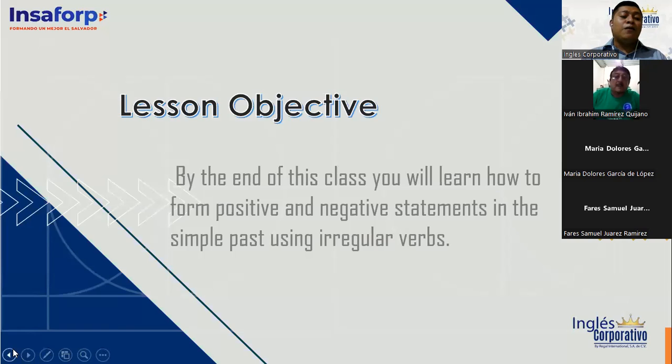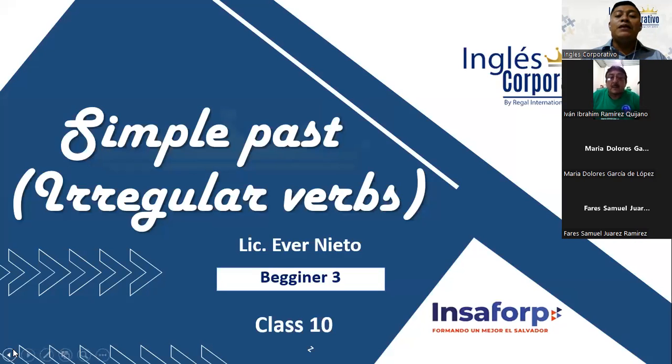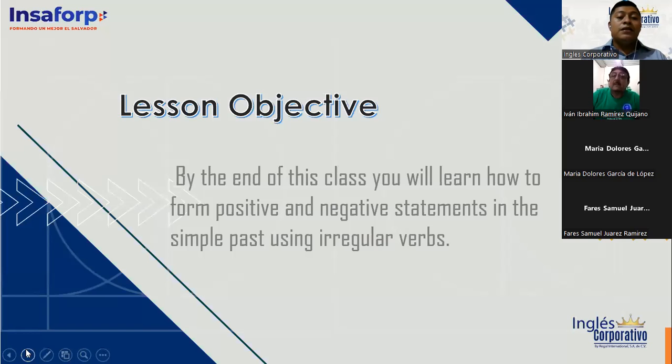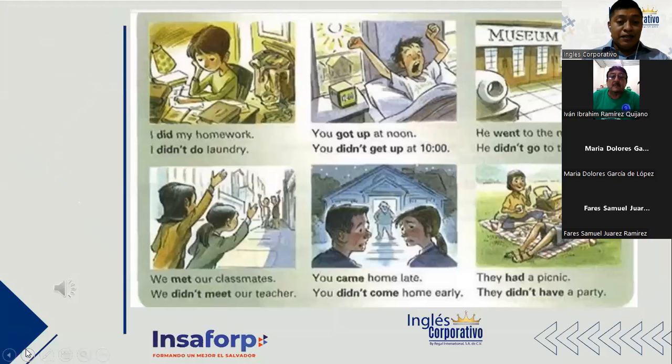Let's start with tonight's topic. The topic for tonight is simple past with irregular verbs. And this is the lesson objective. By the end of this class, you will learn how to form positive and negative statements in the simple past using irregular verbs. So let's start with this. Take a look at these examples.